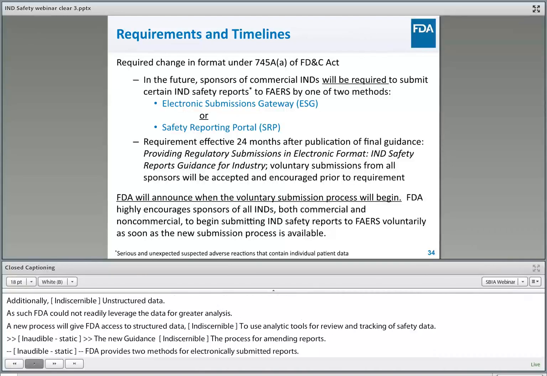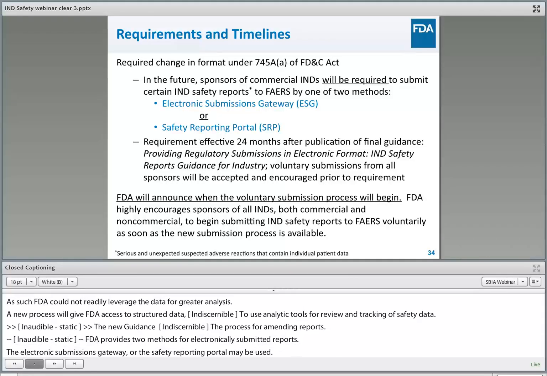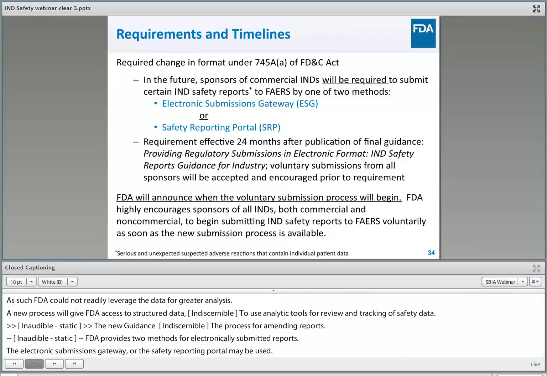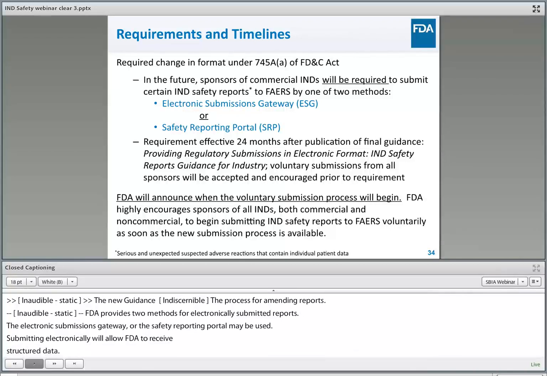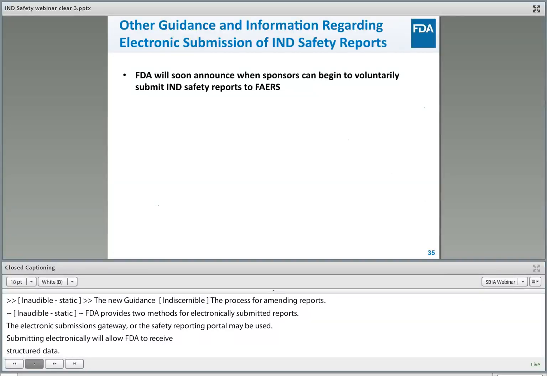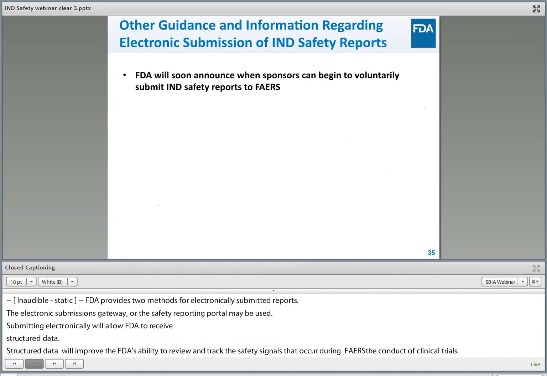Submitting electronically will allow FDA to receive structured data. Structured data elements will improve the FDA's ability to review and track the safety signals that occur during the conduct of clinical trials. Because of this, FDA highly encourages sponsors to submit IND safety reports to FAERS as soon as the new submission process is available. FDA will soon announce when sponsors can begin to voluntarily submit IND safety reports to FAERS.